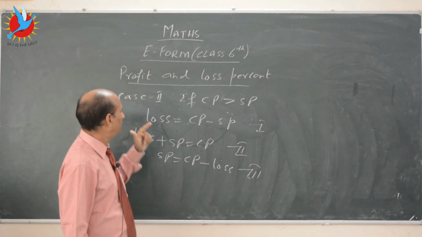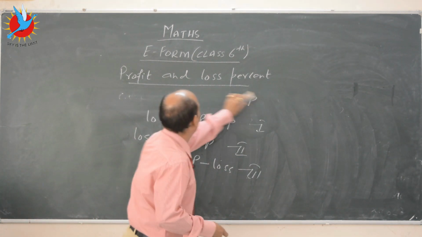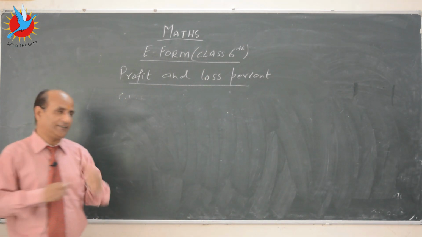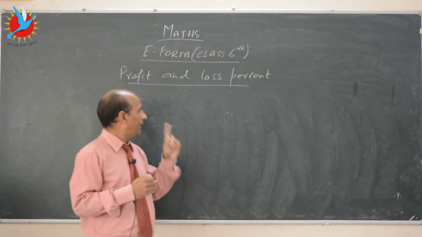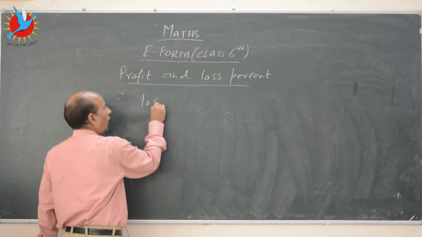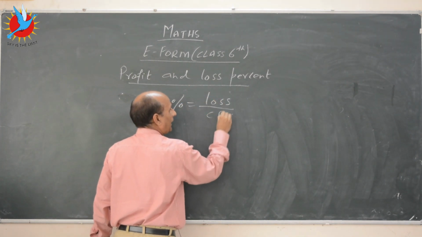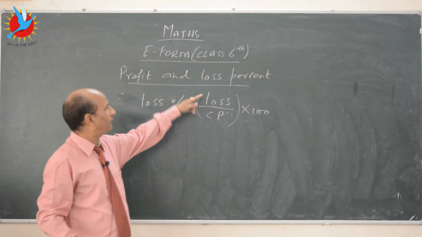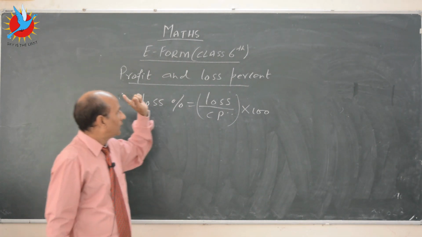Now the important one is how to find the loss percent. For this, again you must know the loss or cost price and selling price. If the base price, meaning cost price, is given and the loss is given, then you can directly use the formula: loss percent is equal to loss divided by cost price multiplied by 100. You can use this formula directly when loss and cost price are given, to calculate the loss percent. Now, what is loss?